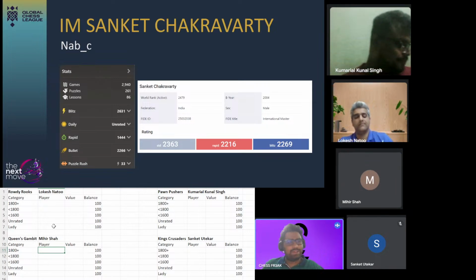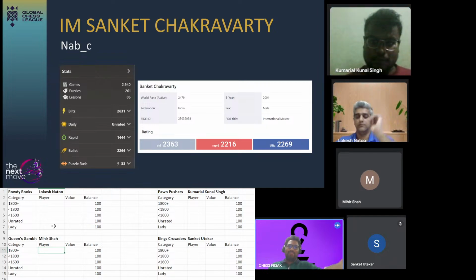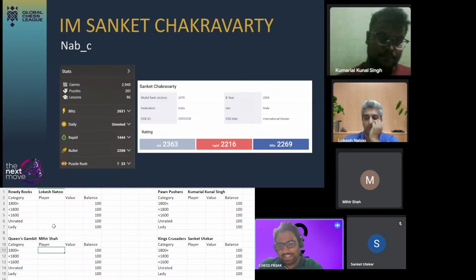Back to the Queen's Gambit. Will we see Sanket Chakravarti get that 50 points? Will we see him cross 50 points? Sanket Chakravarti going once, Queen's Gambit, 49 points. And we have Lokesh Natu, 50 points for Sanket Chakravarti.